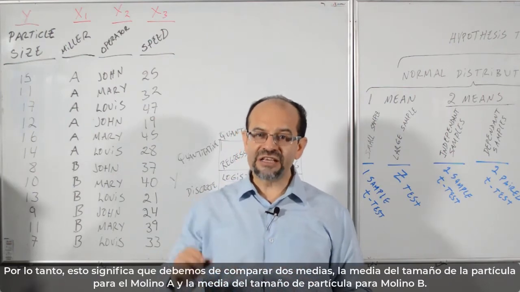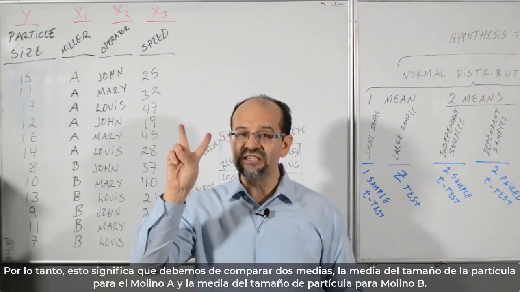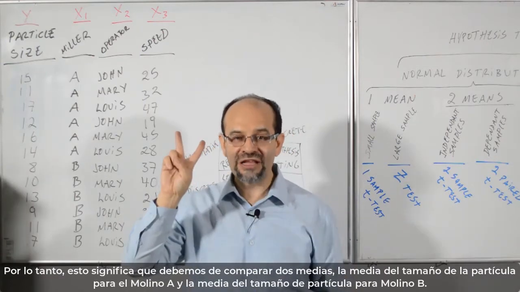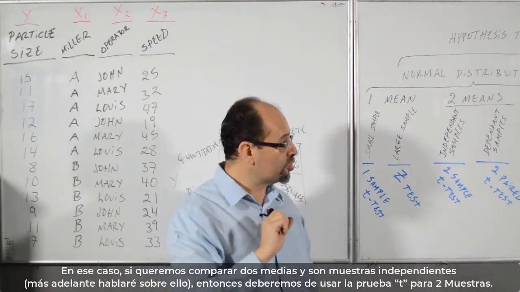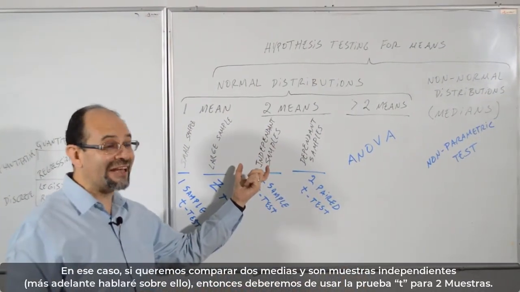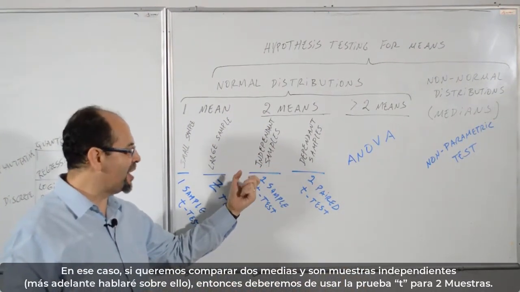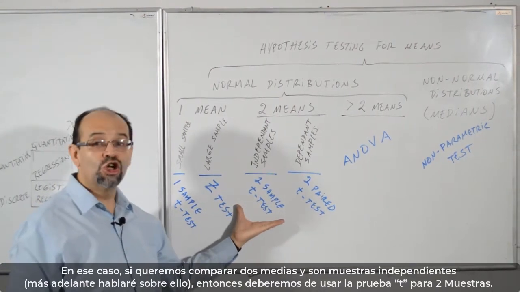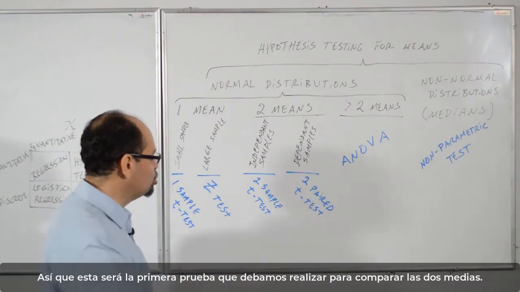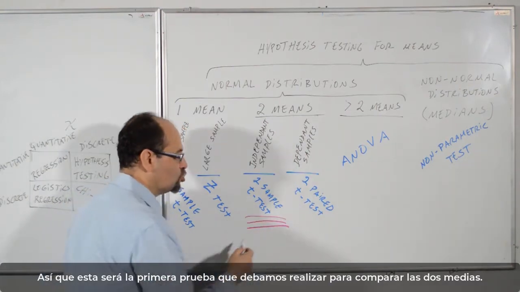So that means that I want to compare two means. Means of particle size for Miller A, mean of particle size for Miller B. For that case, if you want to compare two means and they are independent samples, later I'll be talking about that, then I have to use two sample t. So that is the first test that I should do to compare two means.